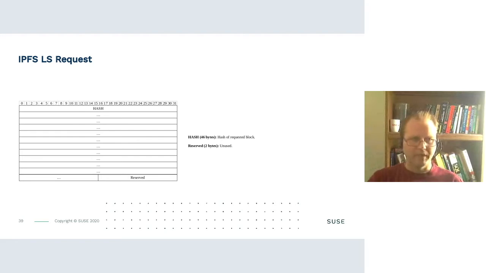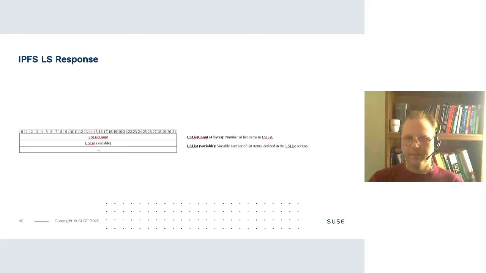An LS packet looks like this, a request. Basically you append a packet header and say what it is, and then you dump a 46-byte hash, which is the size of an IPFS hash. And then the packet response actually varies in size. After first specifying the header, you indicate the number of LS list objects, which is all defined in a second. And each of those, they're packed into a variable length buffer.